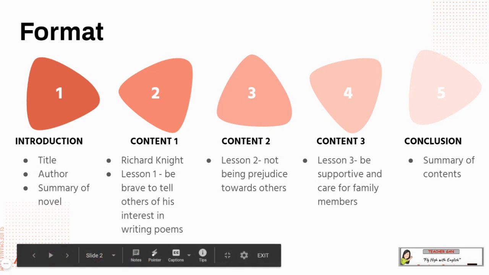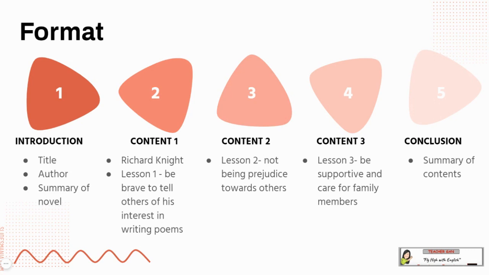Okay, let's look at the format. We have 5 paragraphs. Paragraph 1, 2, 3, 4, and 5. So paragraph 1 is for introduction, paragraph 2 for content 1, paragraph 3 for content 2, paragraph 4 for content 3, and the last paragraph 5 is for conclusion. So here, let's look at the first paragraph, which is the introduction. We have the title. So make sure that you write the title and also the author's name and a brief summary of the novel. Then the main character for content 1, it should be Richard Knight.